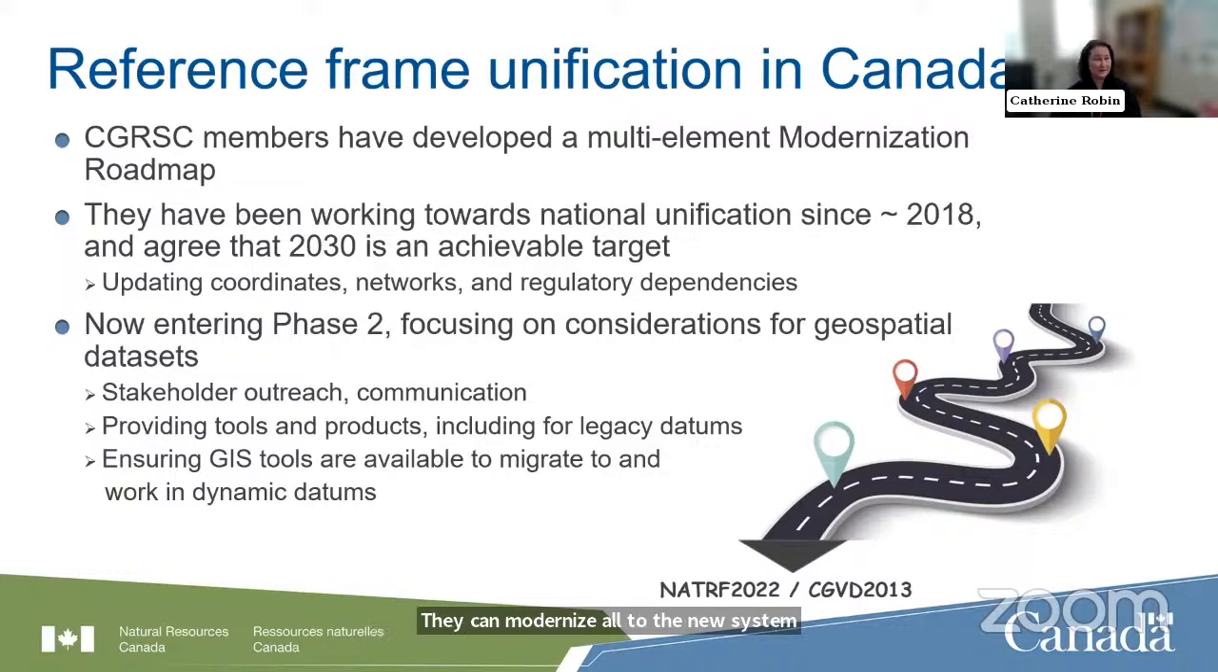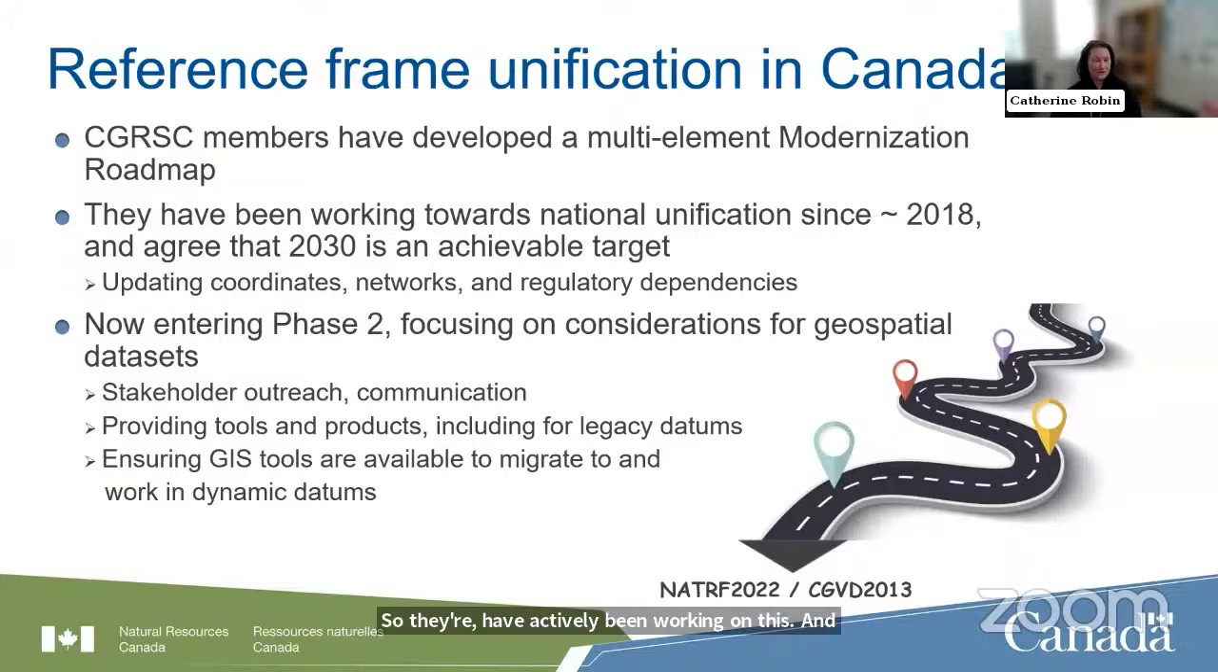That involves updating their coordinates, making any necessary changes to the networks, both the passive and the active, and also looking at where the usage of these systems is encoded, and how to change the regulations that require the usage of these. So they have actively been working on this, and their goal is 2030.